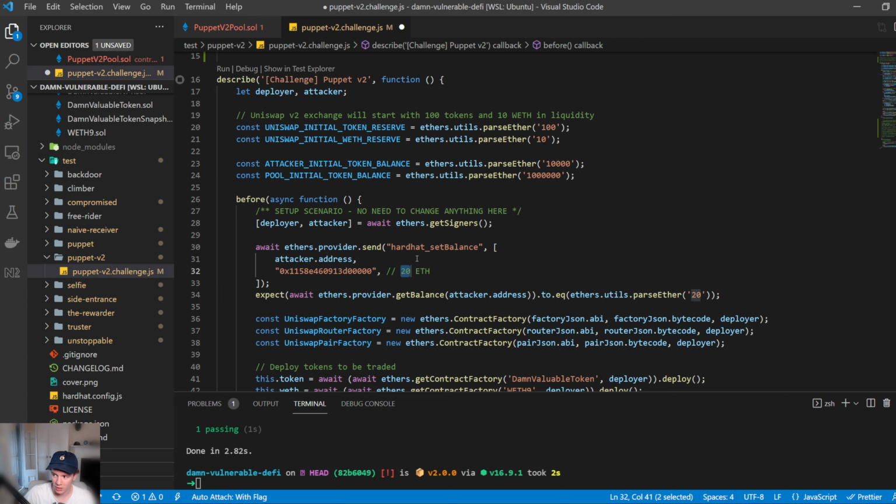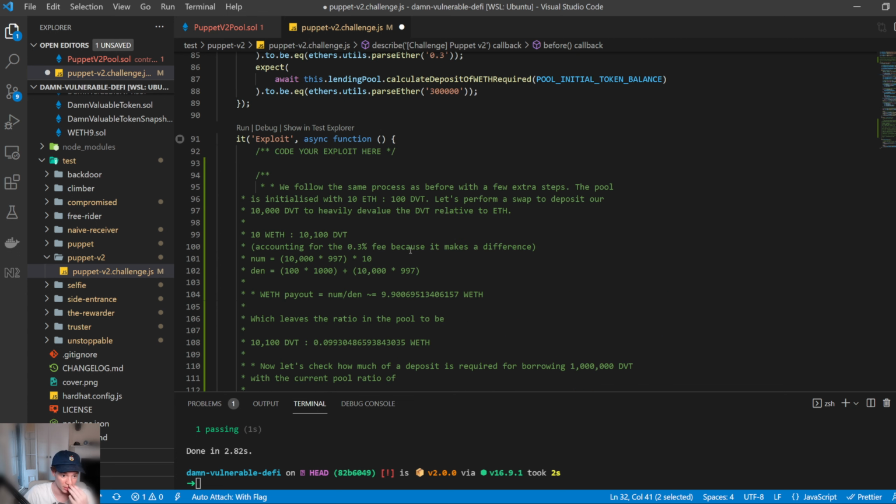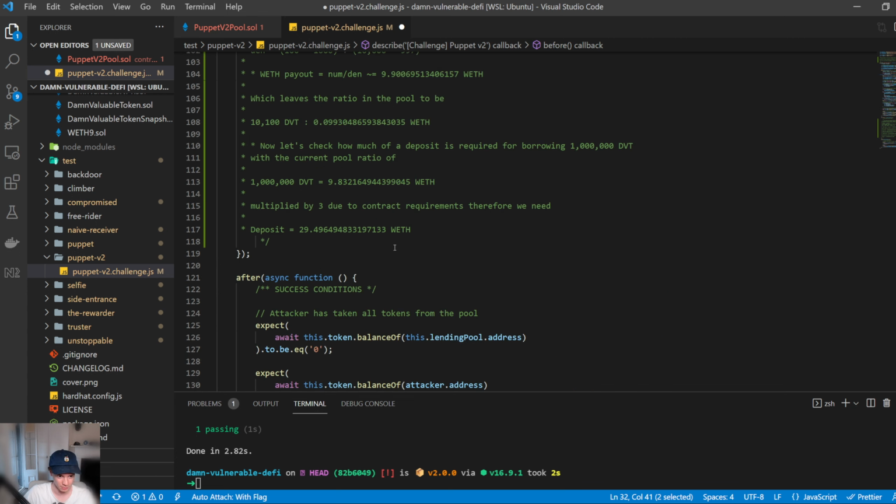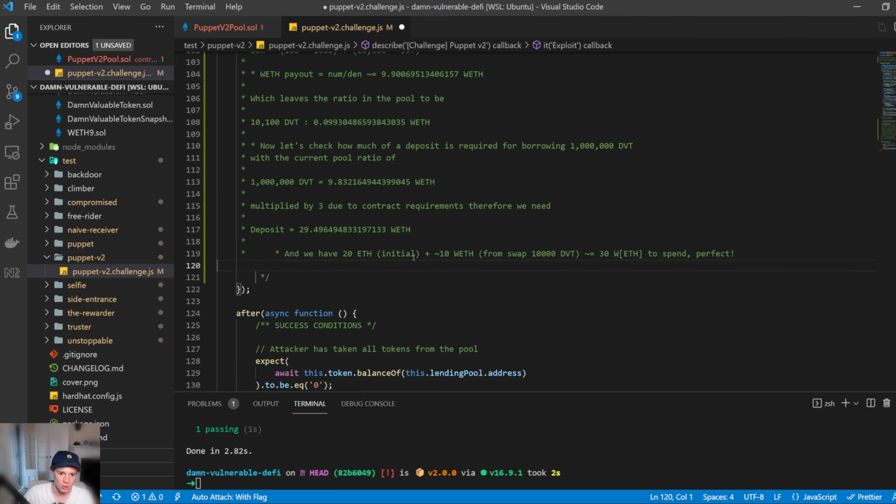Now the key thing to remember here is that we got that 10 ETH from depositing our 10,000 DVT initially. So currently we have 20 ETH from the initial, and we have 10 ETH from the swap, which gives us approximately 30 ETH to spend, just the amount that we need to make the deposit.